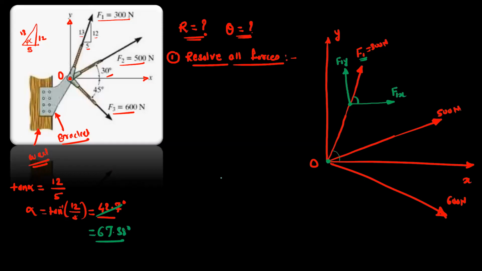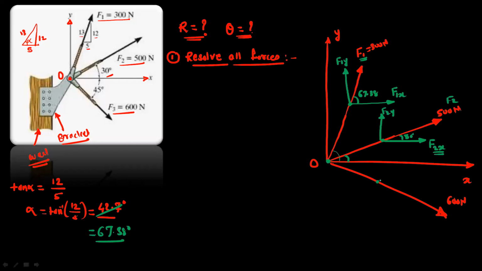Okay, 67.38. So this angle is 67.38. Now resolve the 500 Newton, which is F2. This is the Y component, this is the X component. This angle is nothing but this angle, so that is 30 degree. So this is F2X and this is F2Y. I'm not writing the exact value, just writing F2X, F2Y.